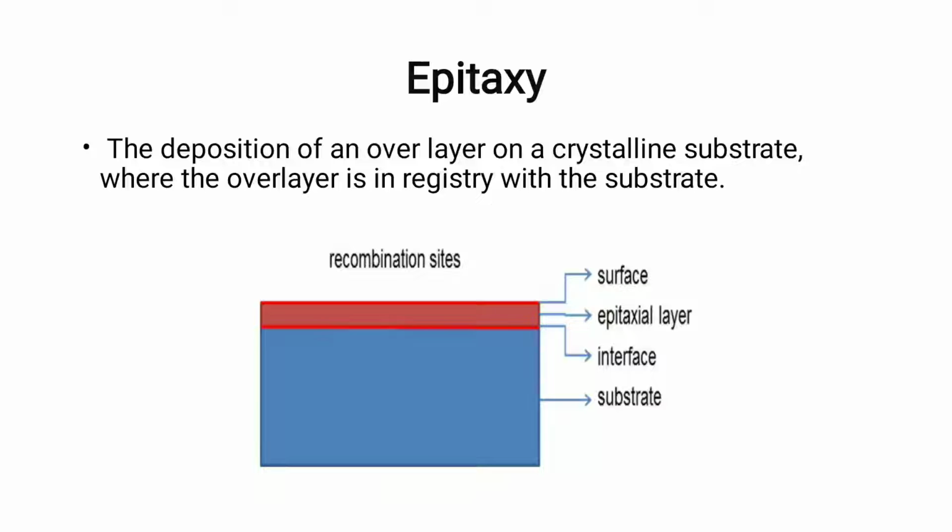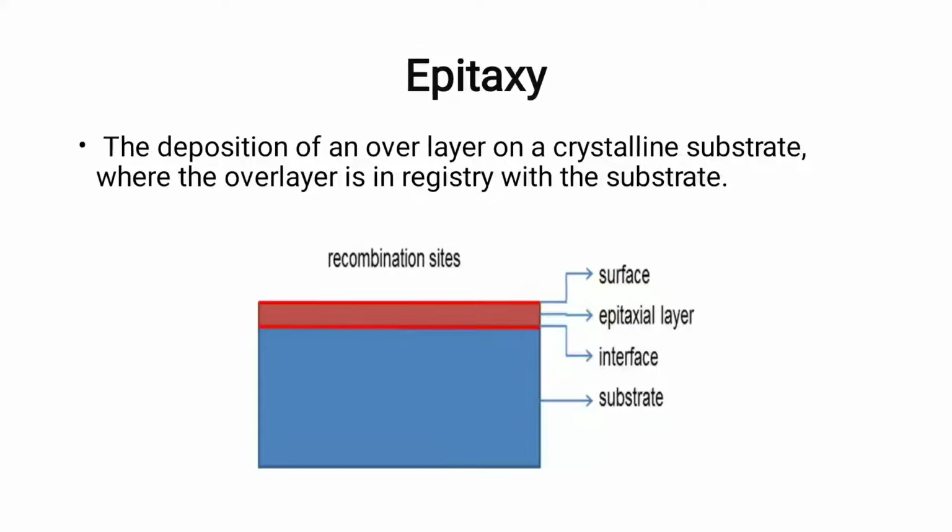Epitaxy. So first of all, what is the definition of epitaxy? Epitaxy is a word of Greek composition of two words, epi and taxi. Epi means upon and taxi means orderly arranged. That is, epitaxy means one layer is orderly arranged upon another layer. Another definition of epitaxy is the growth of a very thin crystalline film on the top of a crystalline substrate.